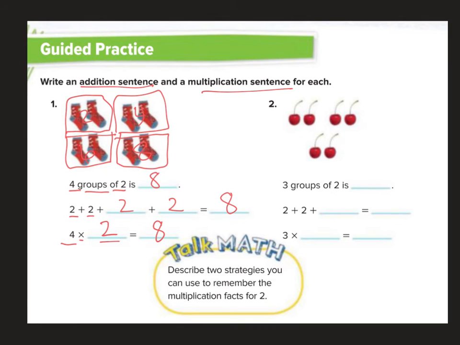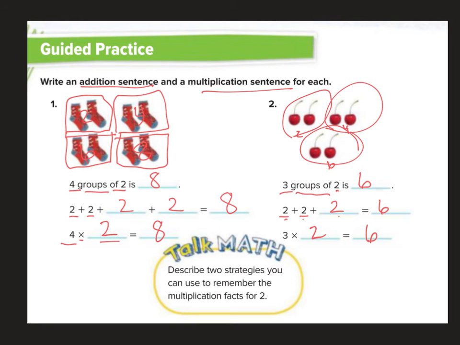Okay, and over here I have 3 groups of 2. 1, 2, 3. And so that is 2, 4, 6. That is 6. 2 plus 2 plus 2 is 6. Right? 2, 4, 6. Yep. And 3 times 2 is 6. 3 groups of 2. 2, 4, 6. There we go.